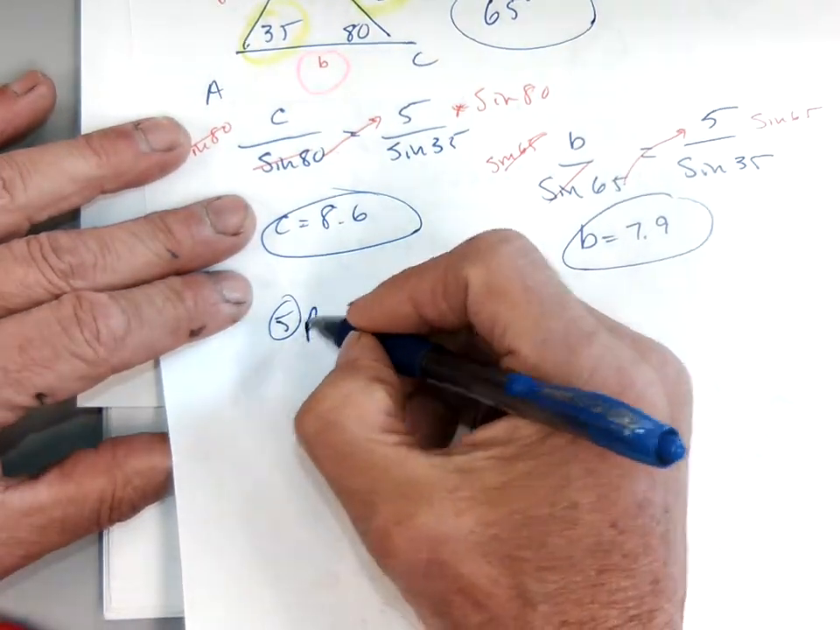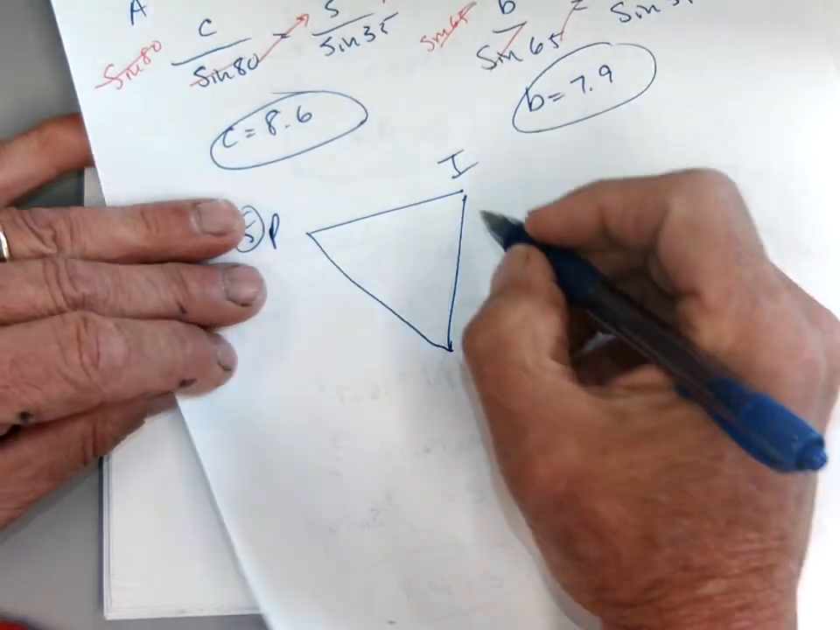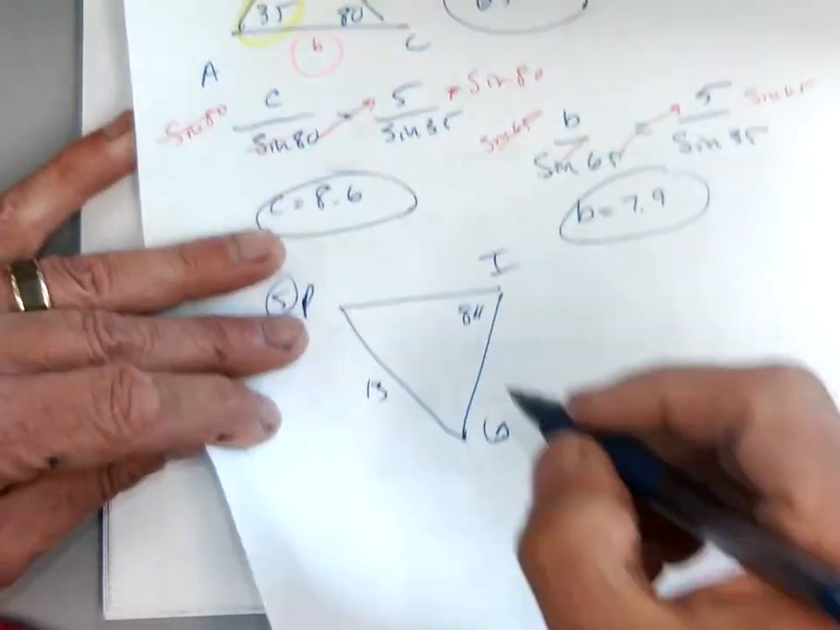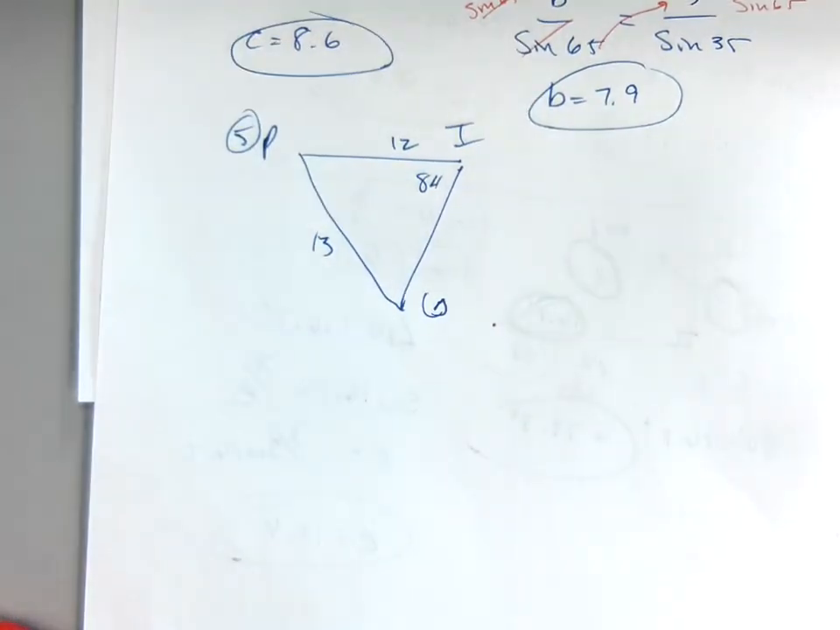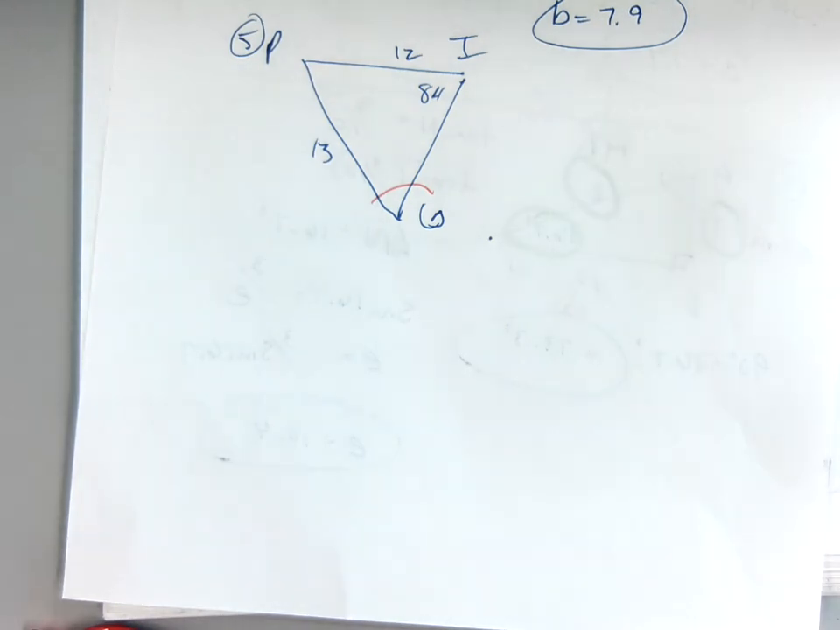PIG, my favorite triangle. And I got 84 and 13. And I've got 12. Okay. Angle G. Let's see if we can find angle G, okay? Angle G. Now, back to our notes.